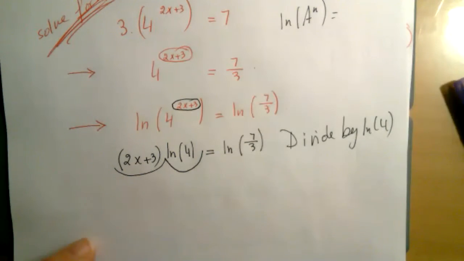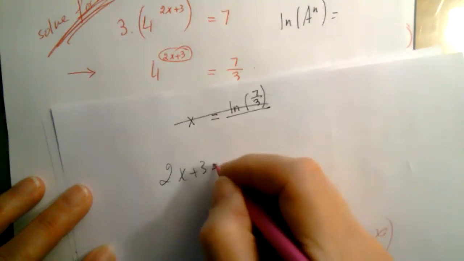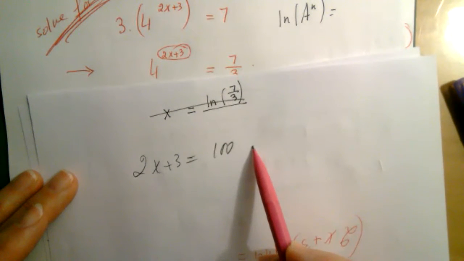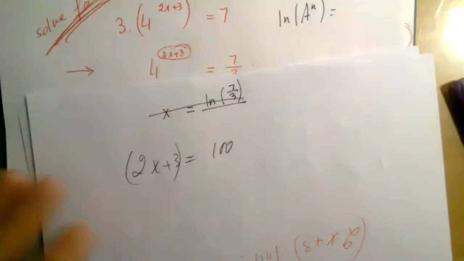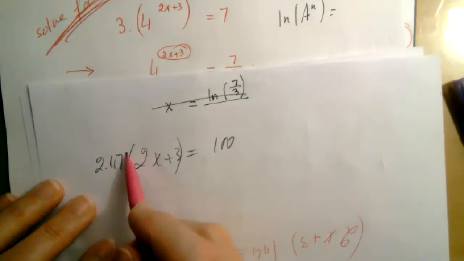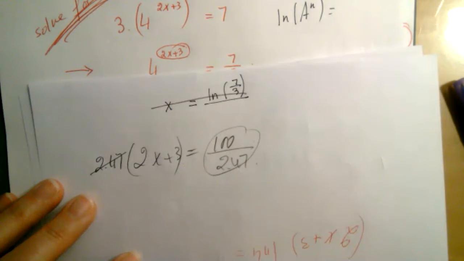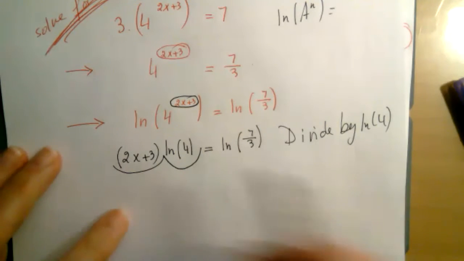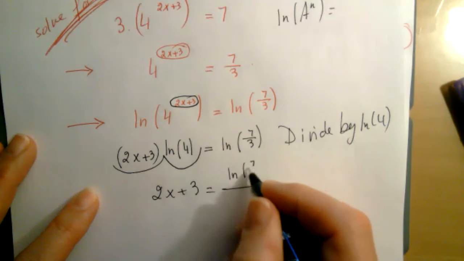Let me repeat. If I tell you solve 2x plus 3 equal 100, do we have any issue with that? We bring the 3 here, and then we divide by 2. Now, if I make it more complicated, let us say 2.47 times the expression, one way you can do it is divide by 2.47 first, and then I will end up with 2x plus 3 equal a number. I can proceed after that. That's the logic we're using, and that's the easiest way to do it. So divide by ln of 4 will isolate the expression 2x plus 3.